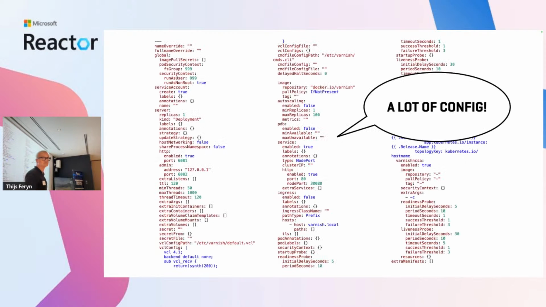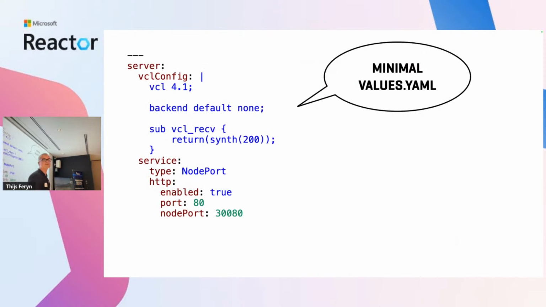And yes, there's a lot of config. Oh my God. A lot of config. But you don't need all of it. We give you the liberty of configuring everything in values.yaml. Here's the minimal one. Is that more manageable for you?